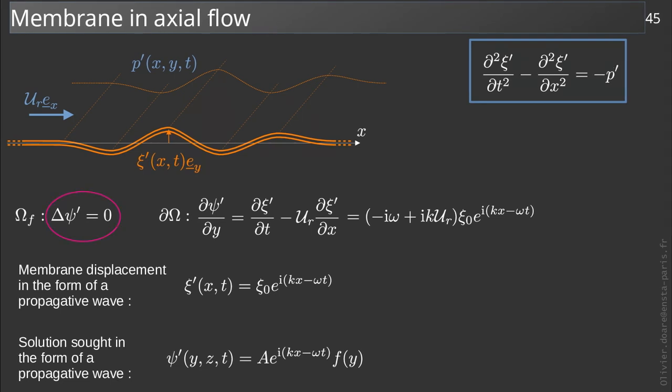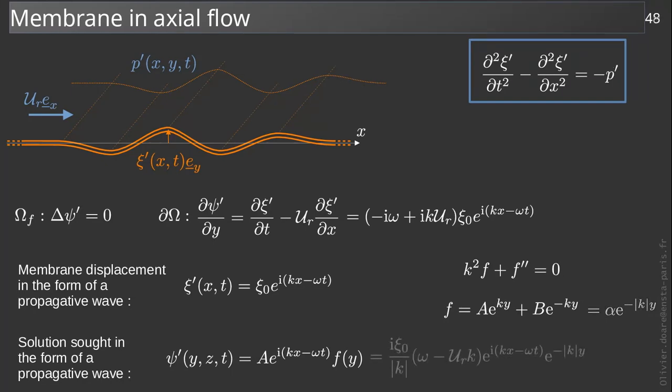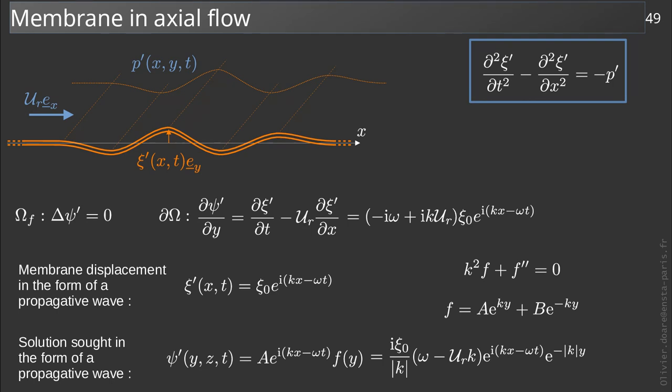The resolution of the Laplace equation is therefore only for f, and the solution is the sum of two exponential functions. We forbid the potential to diverge at infinity, which leads us to keep only a solution in exponential of minus absolute value of k times y. Only the constant remains to be evaluated using the boundary condition at y equals 0. Here is finally the solution for the velocity potential.